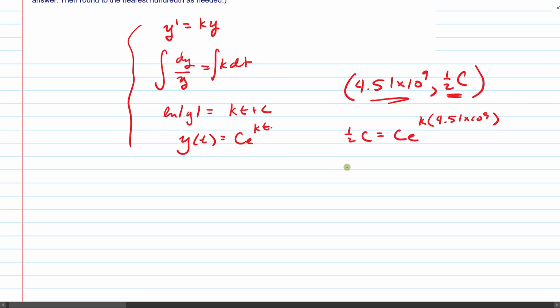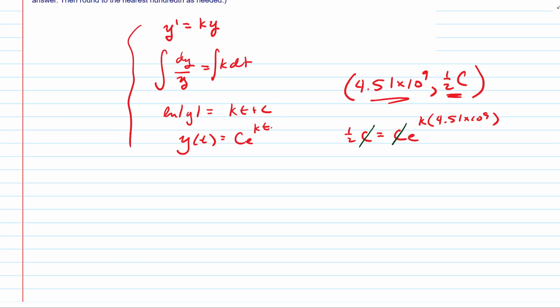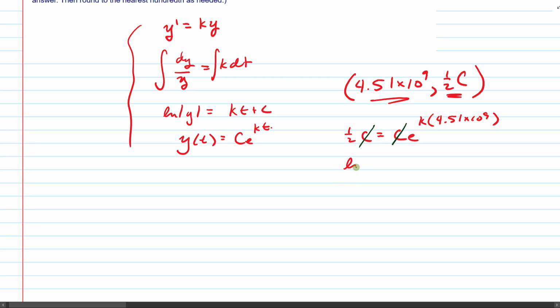So solving this for k, first we can divide out the C's. That's why we're not told the original amount of substance. We can then take the natural log of 1/2. That's going to be equal to k times 4.51 times 10 to the 9th, and so we get at long last k equals the natural log of 1/2 over 4.51 times 10 to the 9th.